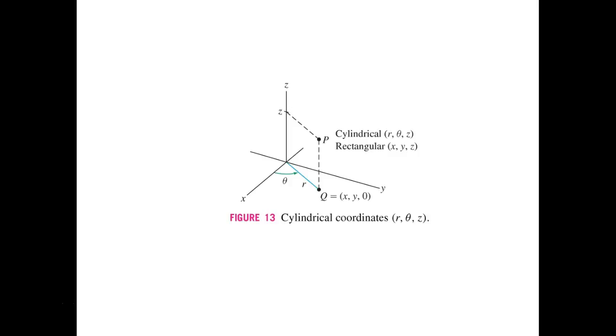R is the radius of the cylinder from the origin to the point in the XY plane, or any horizontal trace that matches that. From the positive x-axis around counterclockwise, that's your theta. Your r is the square root of x squared plus y squared, and theta, of course, would be the inverse tangent of y over x, and z is z. Nothing changes with z. And you can go back and forth either way there. X is equal to r cosine theta, y is equal to r sine theta.